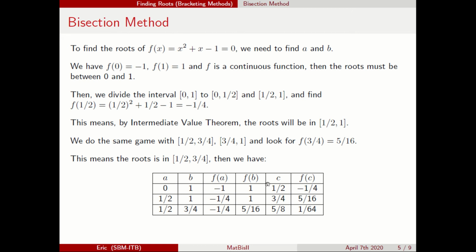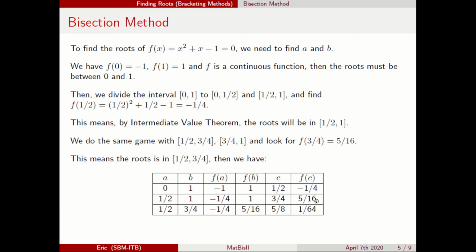So you have positive, you have negative. So 0 should be somewhere between FB and FC, so between B and C, between a half and 1. So we can use the same game. A is just a half, B is just 1, and I know FA is minus 1/4, and FB is just 1. So I know the middle between a half and 1, that is a half plus 1 divided by 2, that is 3 over 4, and FC is 5 over 16.